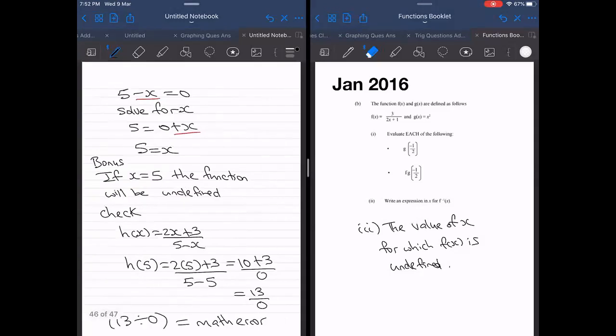Is anybody still writing notes? Anybody needs me to be on a particular page?